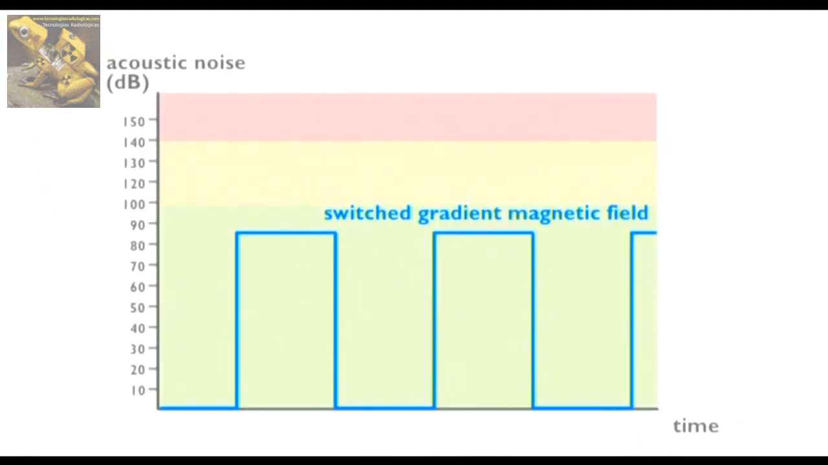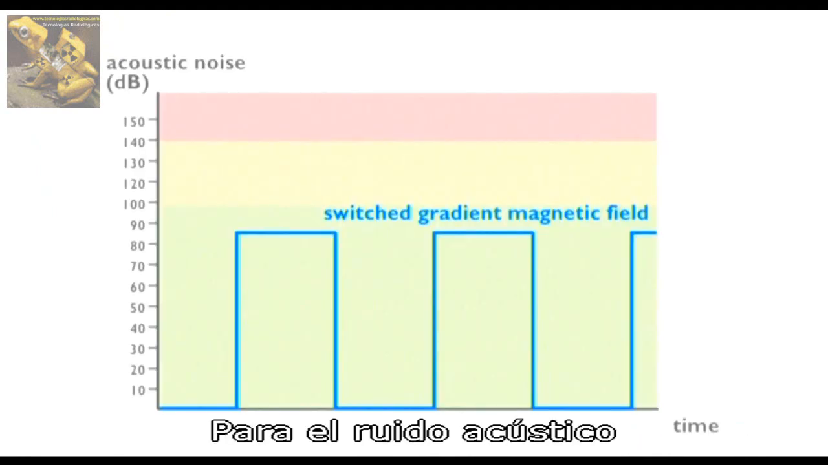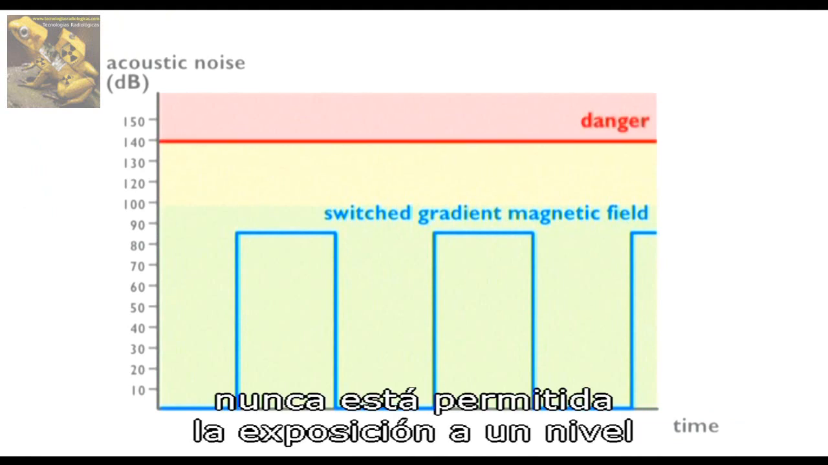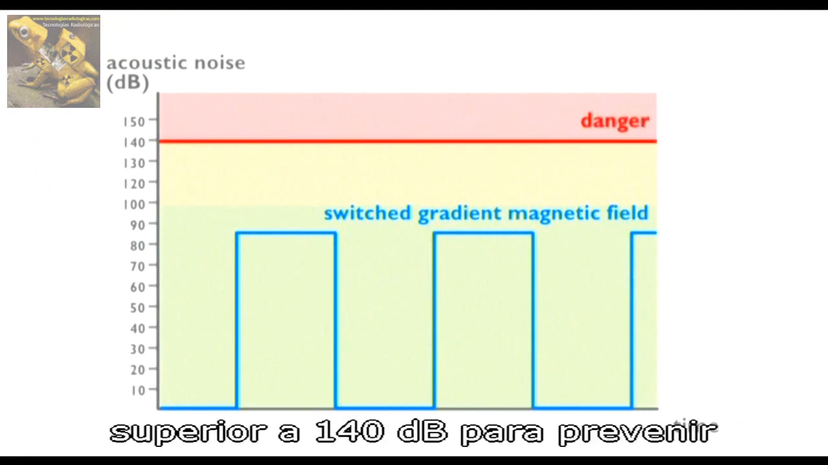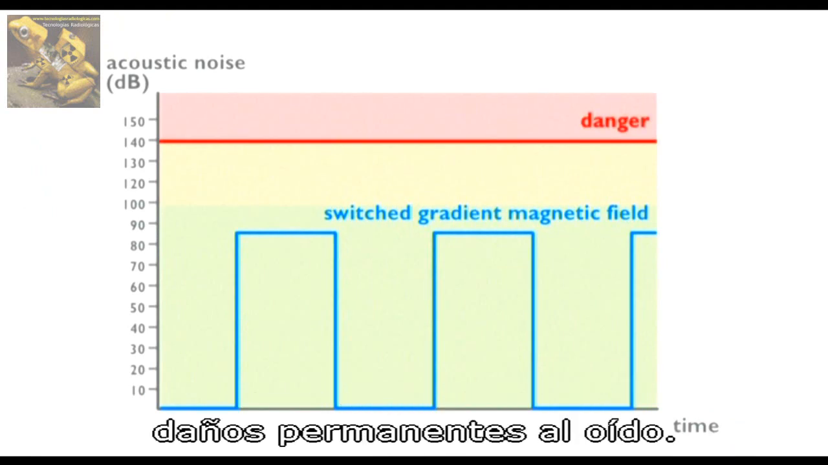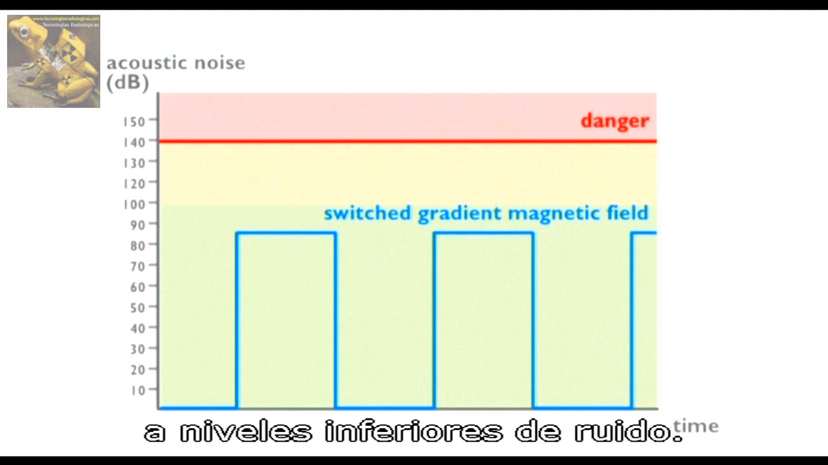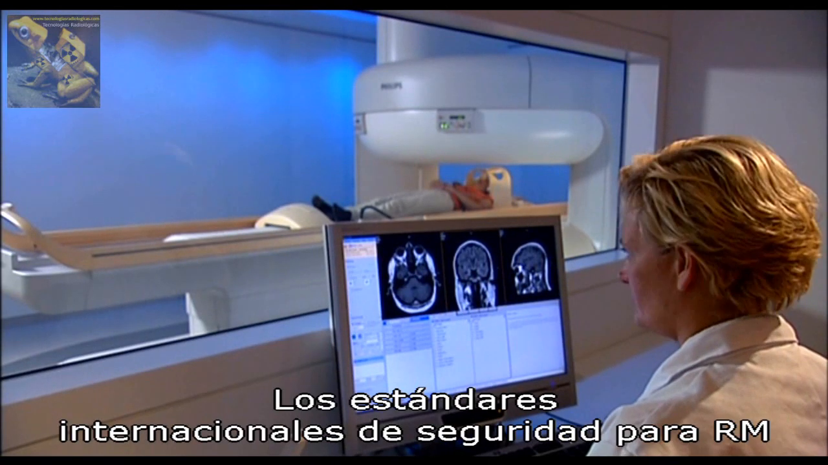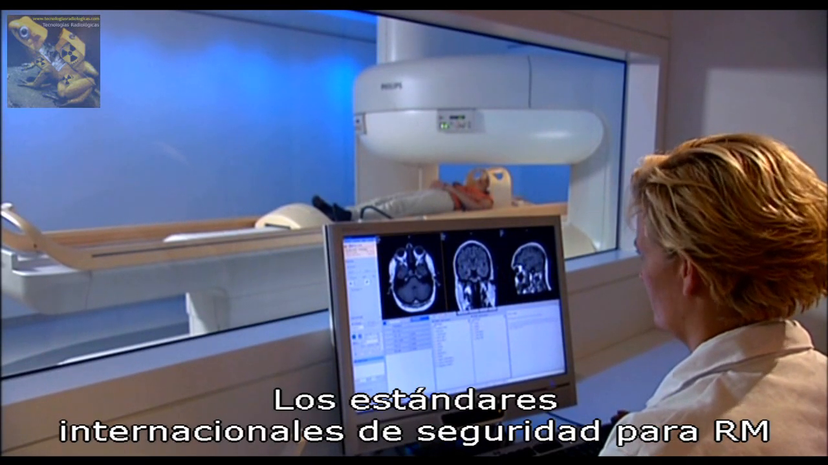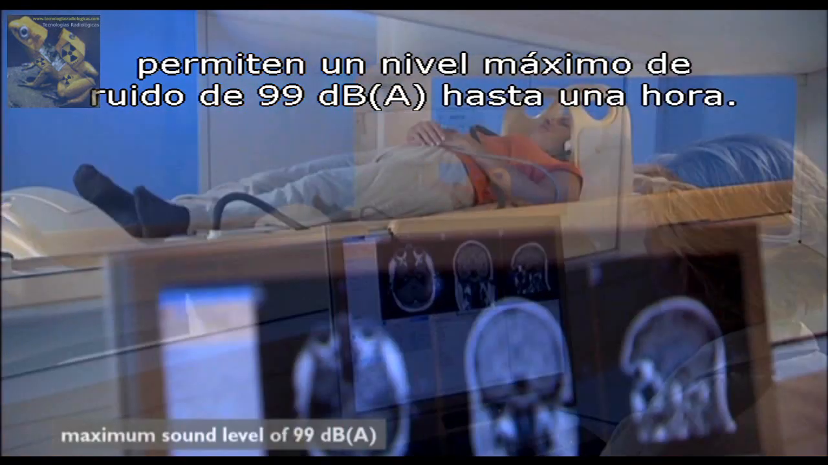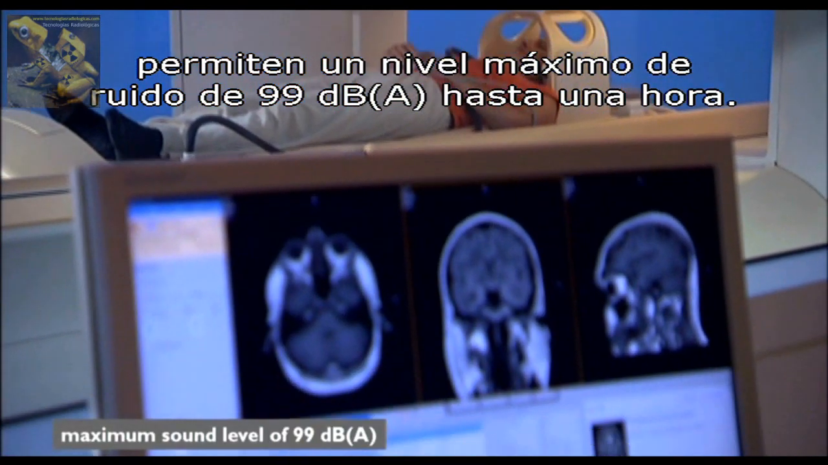Preventing potential hazards. For acoustic noise, exposure to a higher level than 140 dB peak noise is never allowed, to prevent permanent damage to hearing. Temporary hearing damage can occur at lower noise levels. International MR safety standards for patients allow a maximum sound level of 99 dB for up to 1 hour.